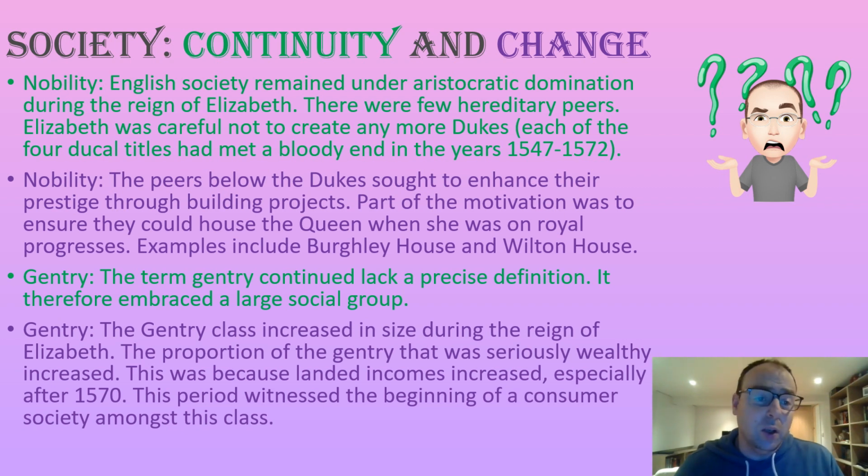The big change really was the building of prestige projects, these enormous houses which you still see dotted around the English countryside, and part of the motivation was to ensure that you had a residence suitable to house the Queen should she choose to visit you on a royal progress. Being visited on a royal progress remained a really important thing to happen, and something that would really mark you and your family out. Examples are the building of Burghley House and Wilton House.